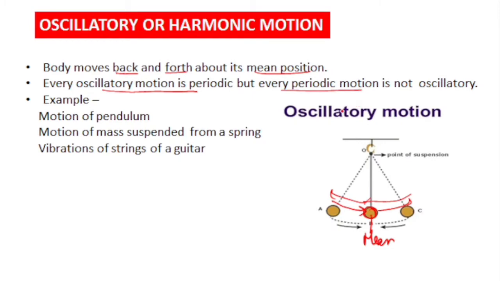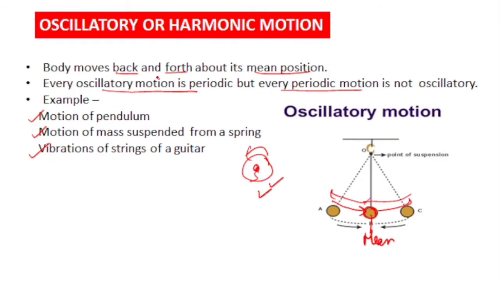Why? For example, suppose motion of Earth around the sun. Suppose this one is the sun and a planet revolves around the sun. So this is an example of periodic motion, but it is not oscillatory motion because this planet or Earth moves in a circular path, not to and fro motion. So it is a periodic motion but not oscillatory. But every oscillatory motion must be periodic. Examples of oscillatory motion are motion of pendulum, motion of mass suspended from a spring, vibration of strings of a guitar. All these are examples of oscillatory motion.